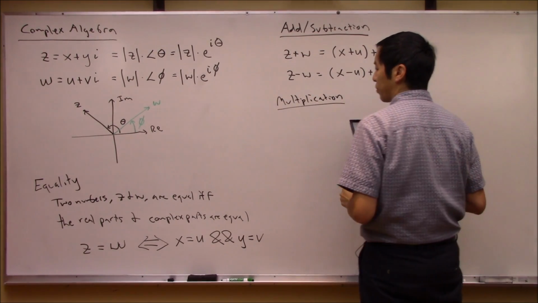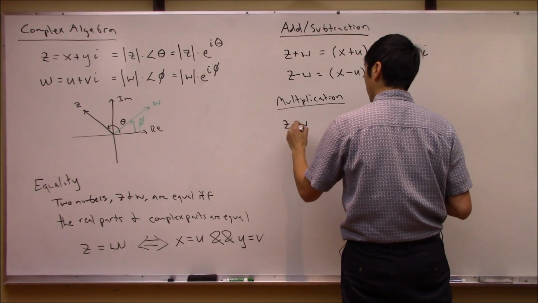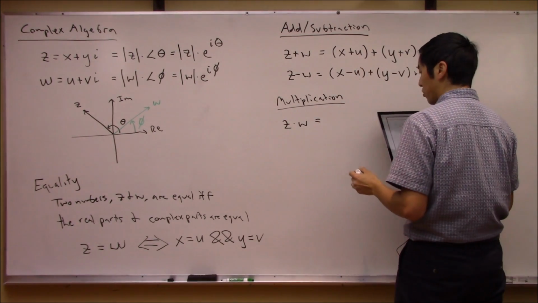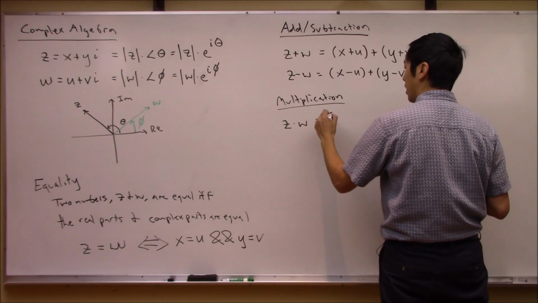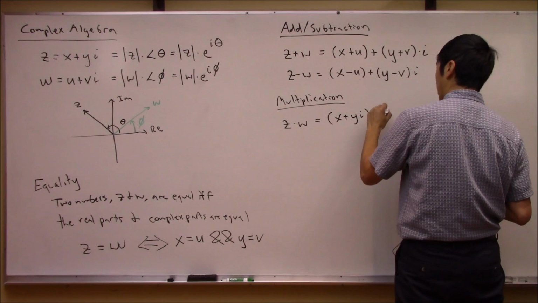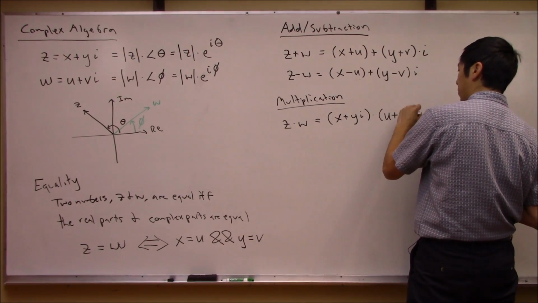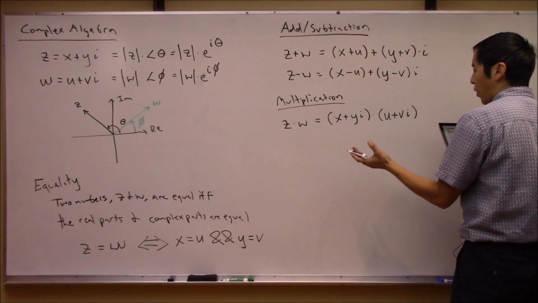Okay, let's look at multiplication. Again, let's take our z times w. Now what we can do is just write it out. So z is x plus yi, multiplied by w, which was u plus vi. Right? Okay, so now let's just FOIL this out.